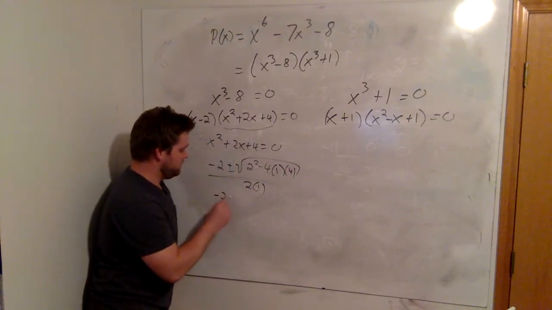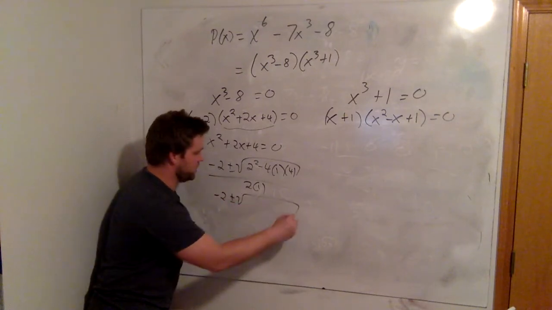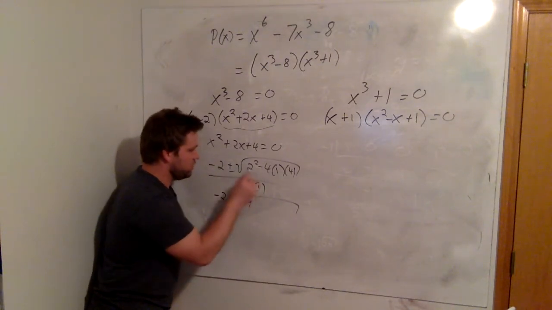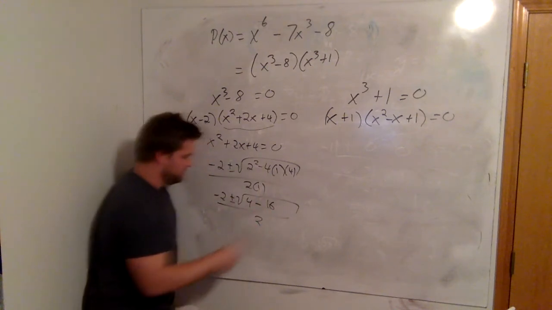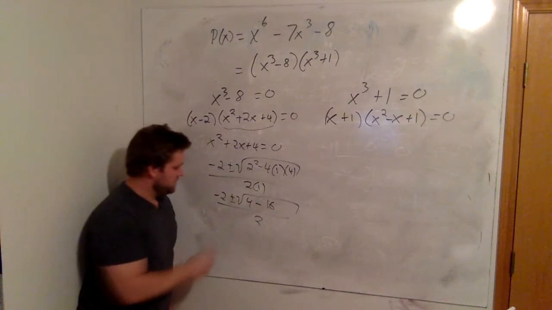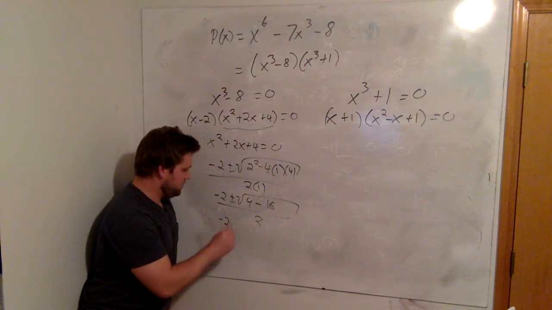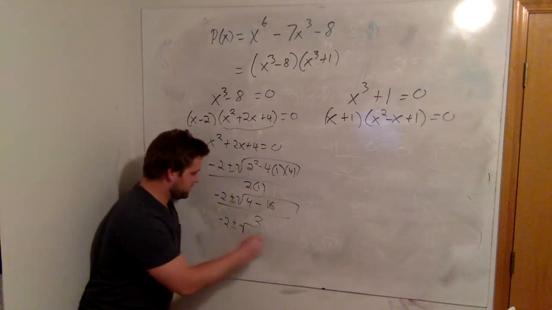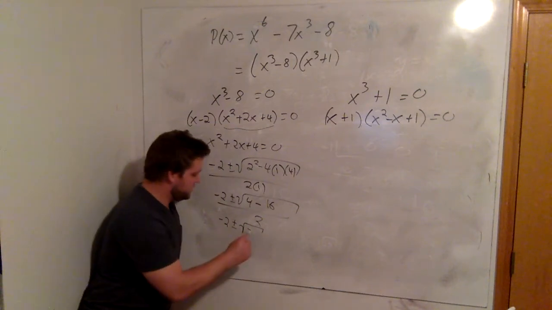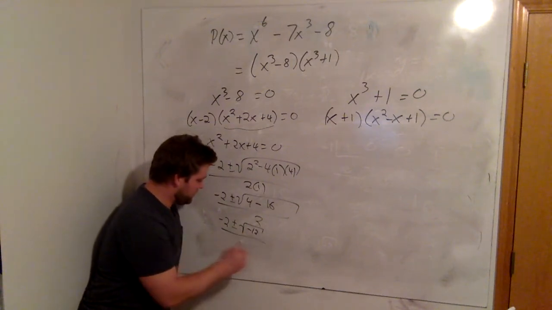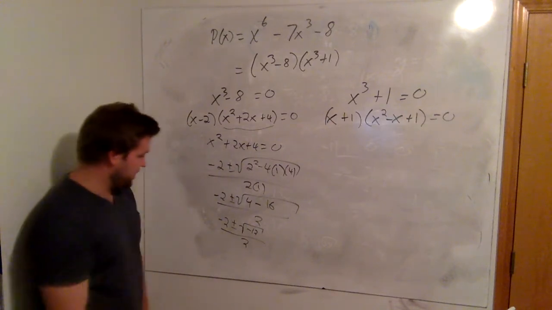So we'll get negative 2 plus or minus the square root. We're going to get a 4, but a 4 minus 16, all over 2. Okay, so we're going to get negative 2 plus or minus the square root of 4 minus 16, what, negative 12, over 2. Okay.